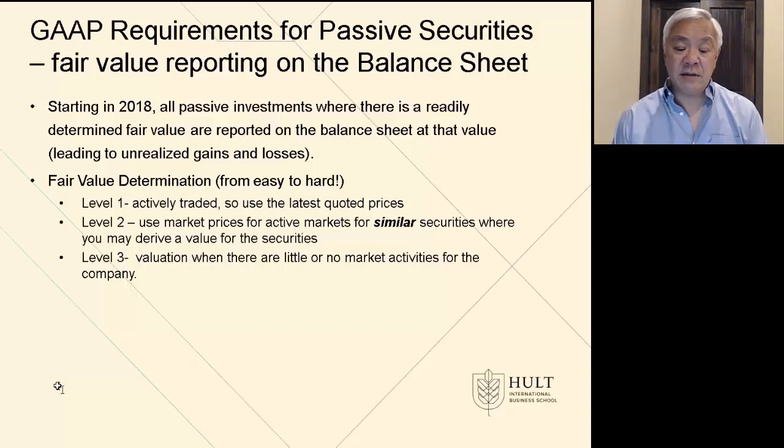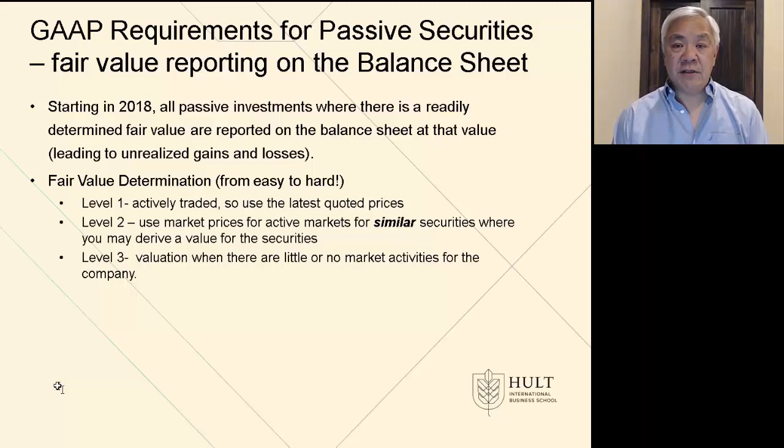So the easy case, these are called level 1, is where the stock is actively traded. So we simply get a quote from Yahoo Finance or Wall Street Journal and use that. Level 2 is where we use market prices for the active markets that are similar to the securities that we own. And then we derive a value to the security.